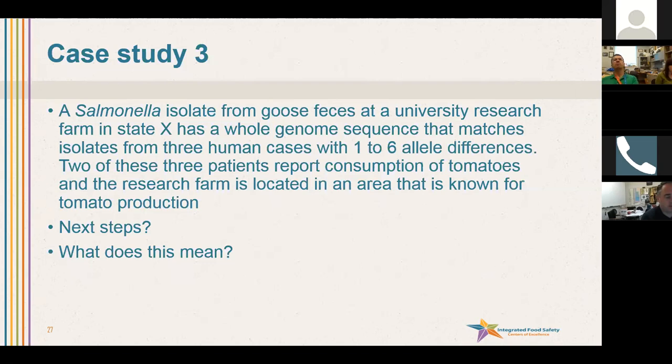So, next steps. Does that prove that tomatoes from this area are responsible for these 3 cases? Or are there other explanations? What do we need to do here? Let's start with that. Are there other alternative explanations that could explain this other than it must be tomatoes from this area that were contaminated with Salmonella and caused these cases?